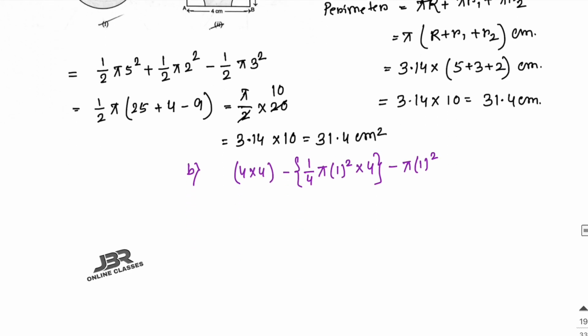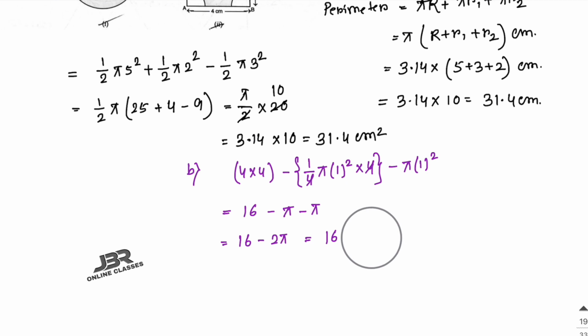So now your value is 16, and here the 4 cancels out. So pi 1 square means 1, then again pi. So that means 16 minus 2 pi. 2 pi means 16 into 2 into 3.14, and that one equals 9.7. So extremely sorry for that one. It's not 16 into.